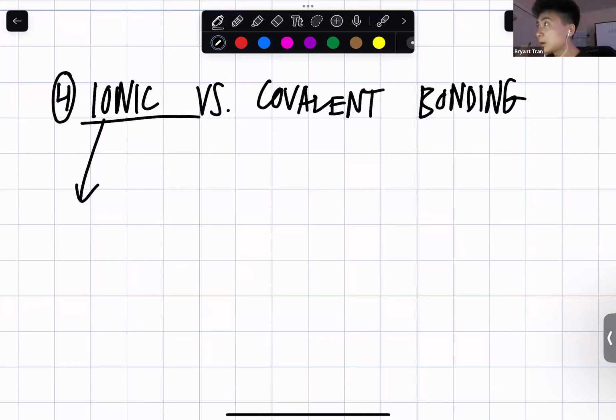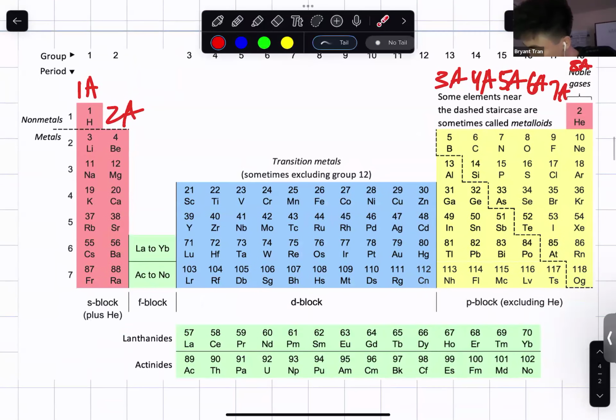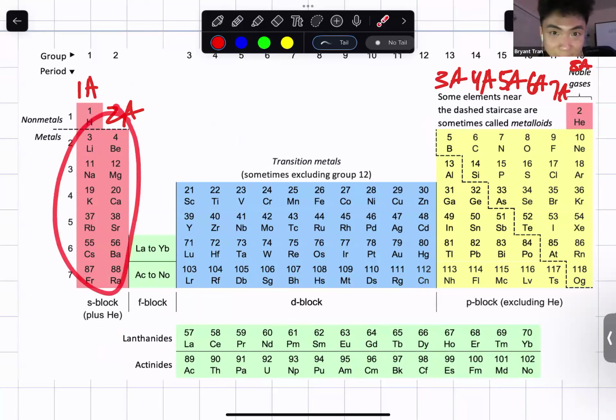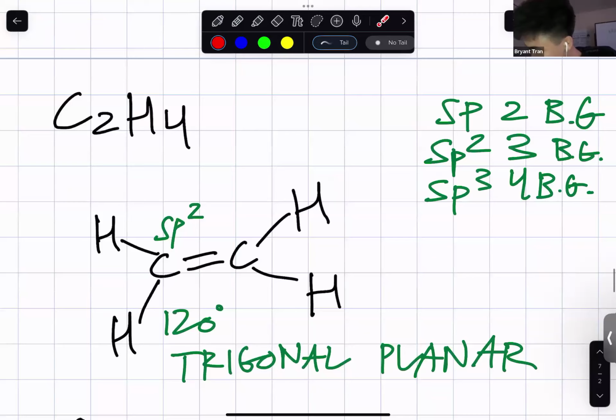So metals are usually going to be on the left side of the periodic table, and non-metals are usually going to be on the right side of the periodic table. Right? So let's have this periodic table here. These right here are metals, like sodium, potassium, magnesium, calcium, right? On the right side are going to be non-metals like boron, carbon, nitrogen, oxygen, and the halogens, fluorine, chlorine, bromine, iodine.